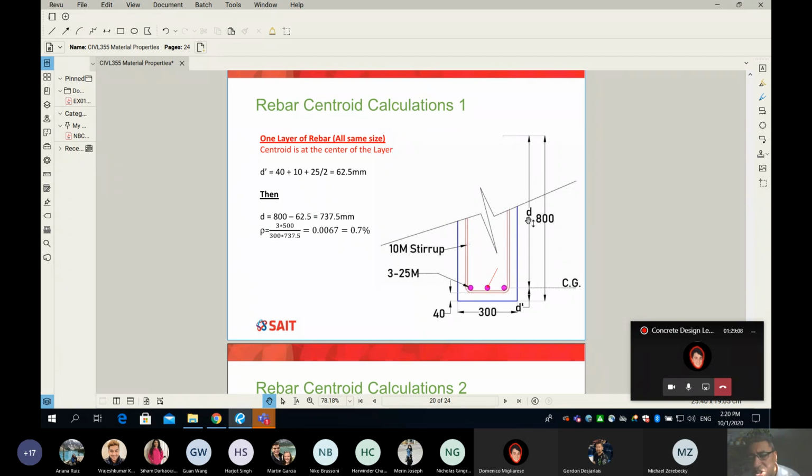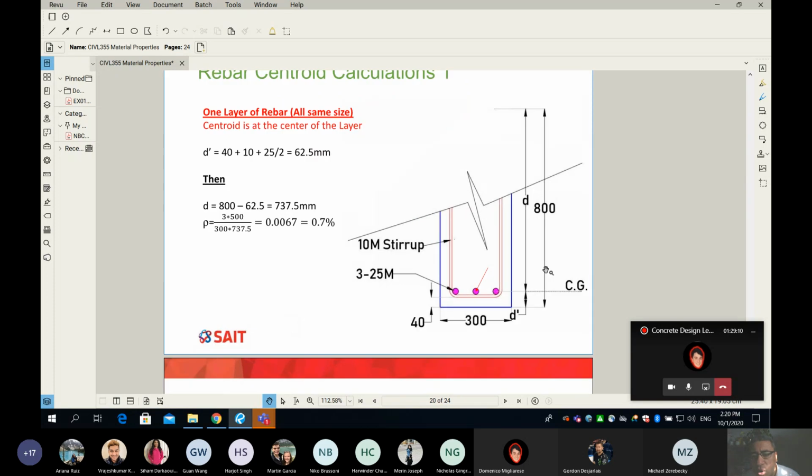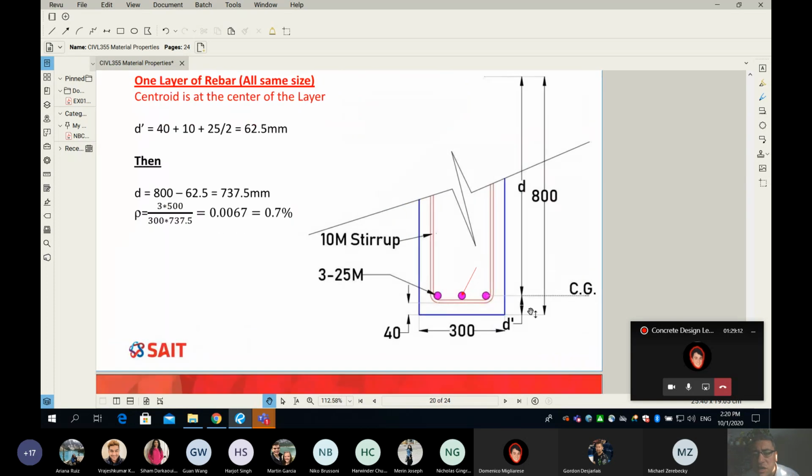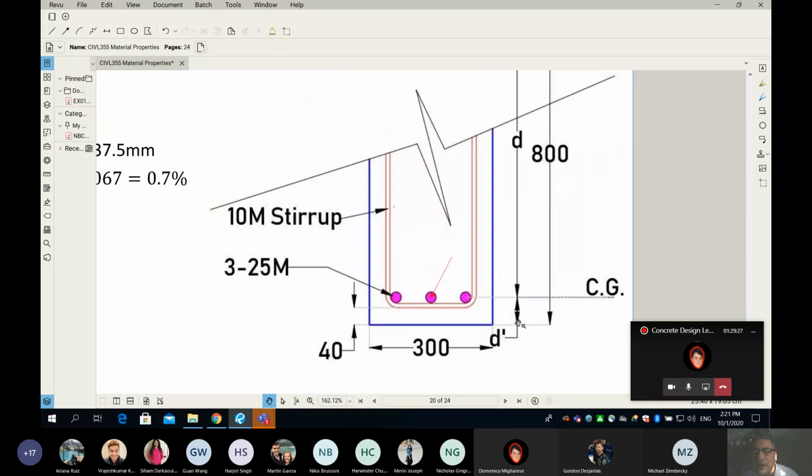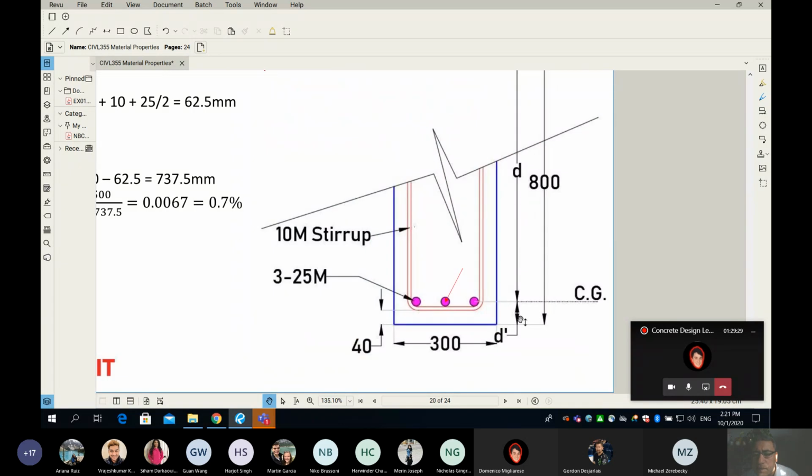How do I find the D from the H? Please look at this one. You can see there is a D that goes from the top of the slab to the centroid, and there is a D prime which goes from the centroid to the bottom of your beam. So really the secret is simply finding the D prime, and once you find the D prime, then H minus D prime will give you the D. So let's do that.